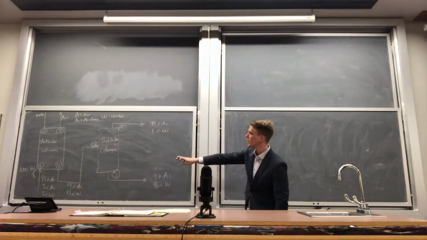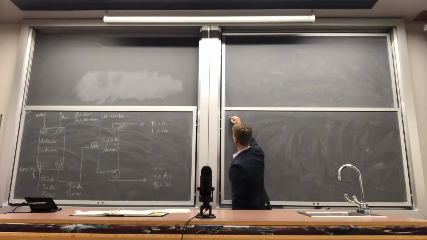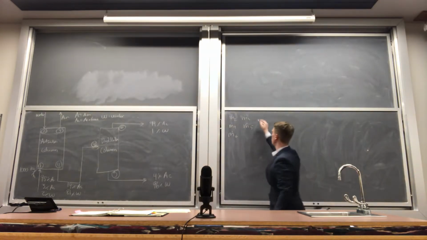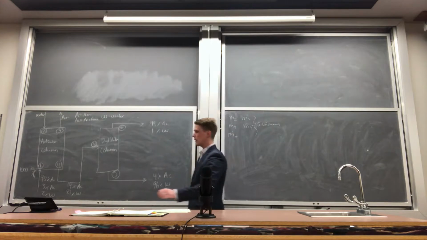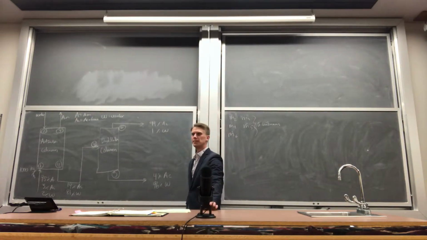We have M1 fully defined, so we don't know M2, we don't know M3, we don't know M4, we don't know M5, and we don't know M6. So we have 6 total unknowns. Oh, 5 unknowns. Where should we start? Let's start with the water balance and the distillation column.